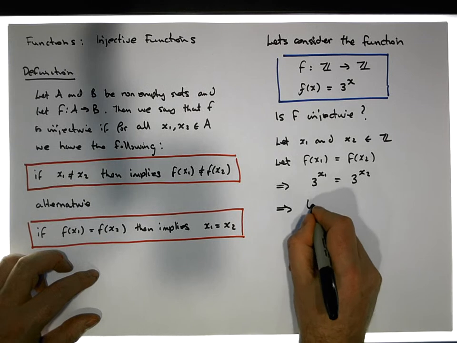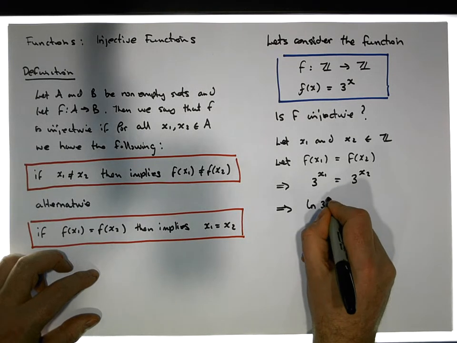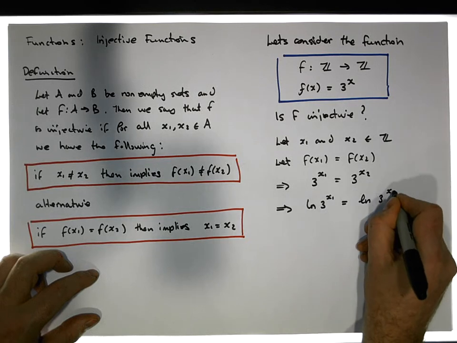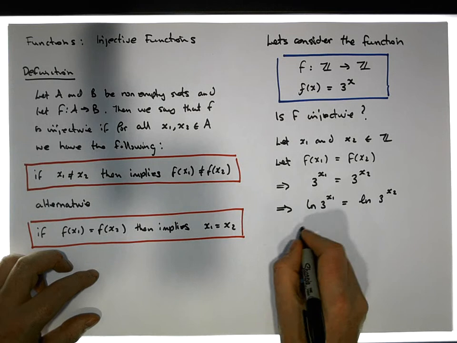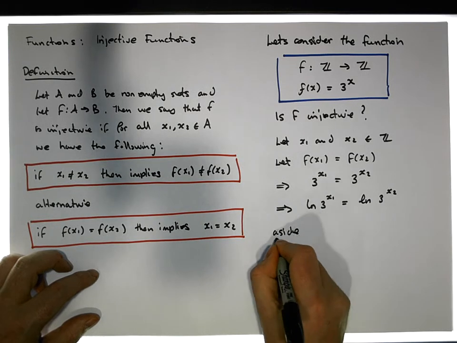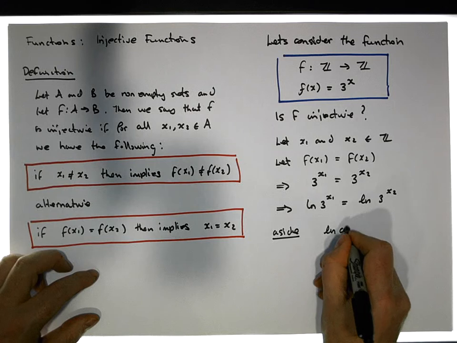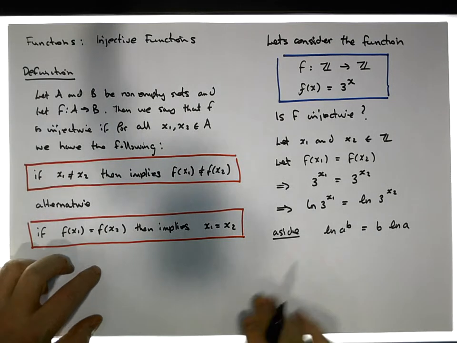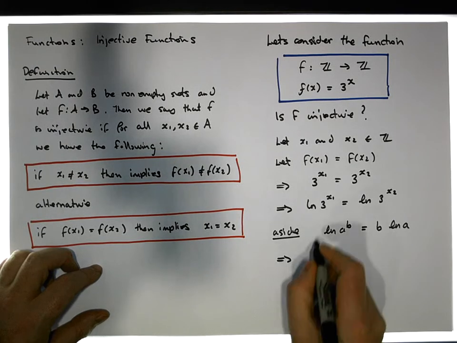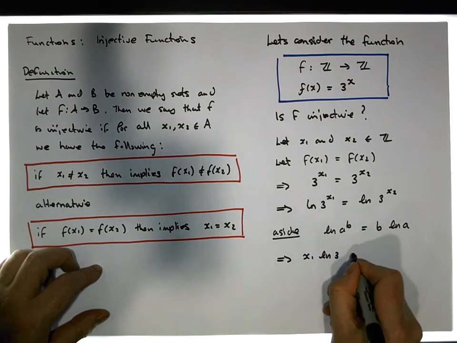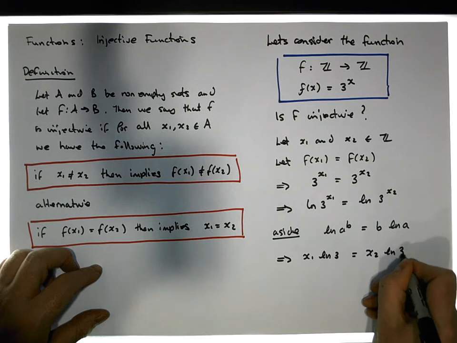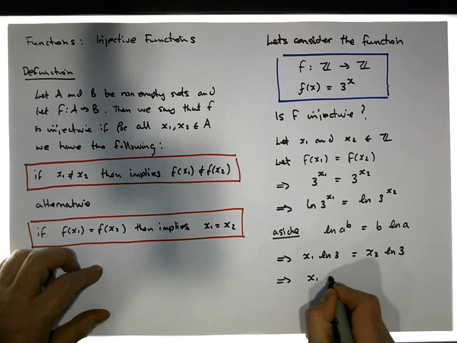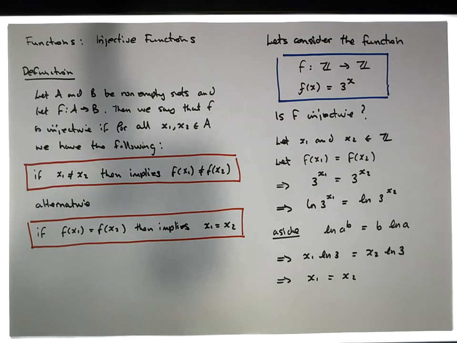This implies that if we take the natural logarithm of both sides, the natural logarithm of 3 to the power of x1 must be equal to the natural logarithm of 3 to the power of x2. Now, an aside: we know that the ln of a to the b is the same as b times the ln of a. That's just a fact that we know from logarithms. So what does this imply? This implies that x1 times the ln of 3 must be equal to x2 times the ln of 3. Dividing across by the ln of 3, they cancel out, so this implies that x1 must be equal to x2. Which is our proof done.